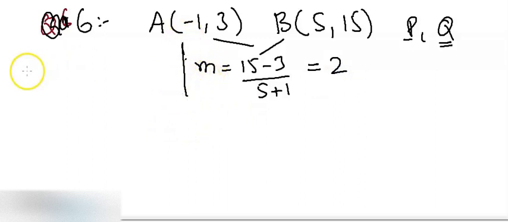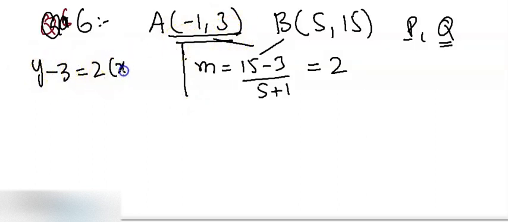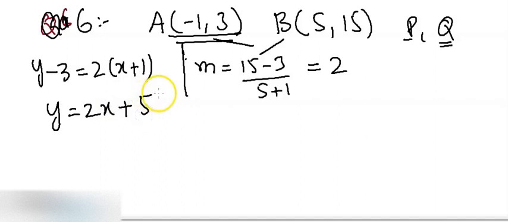So you can use the slope point form, that is going to be y minus y1 equal to m times (x minus x1). Let me take this point. So the line is going to be y is equal to 2x plus 5. Now this line is meeting the x-axis at P and the y-axis at Q.